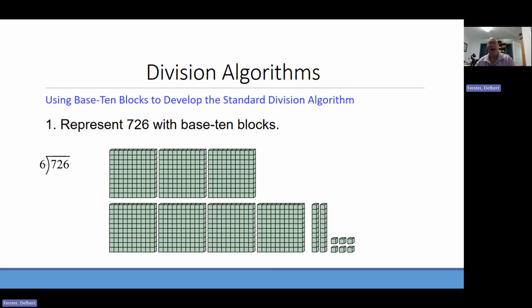In a similar fashion, we're going to bust out our base 10 blocks. So we have 726. We have 7 flats, 2 sticks, and 6 singles. The question says, can you show me groups of 6? Well, sure, I can show you a group of 6 on the flats. So in fact, that's what you would do. You would be able to get one group of 6 on the flats.